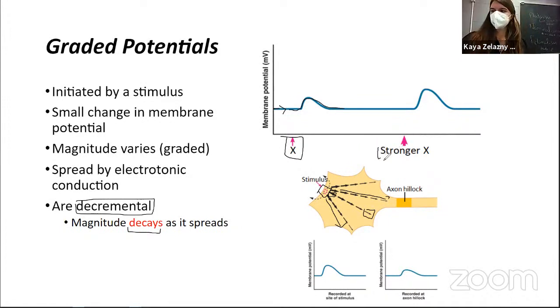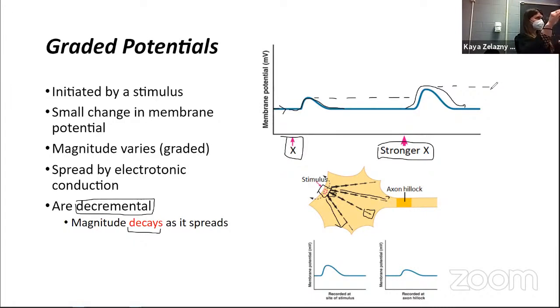If we had a stronger stimulus at a future time point, we would have a stronger graded potential. So you can see that the levels are a little different. The second one is higher. Part of the reason we're specifying this is that graded potentials can be weaker or stronger. But when we talk about action potentials, every action potential is the same. So this is specific only to these graded potentials.